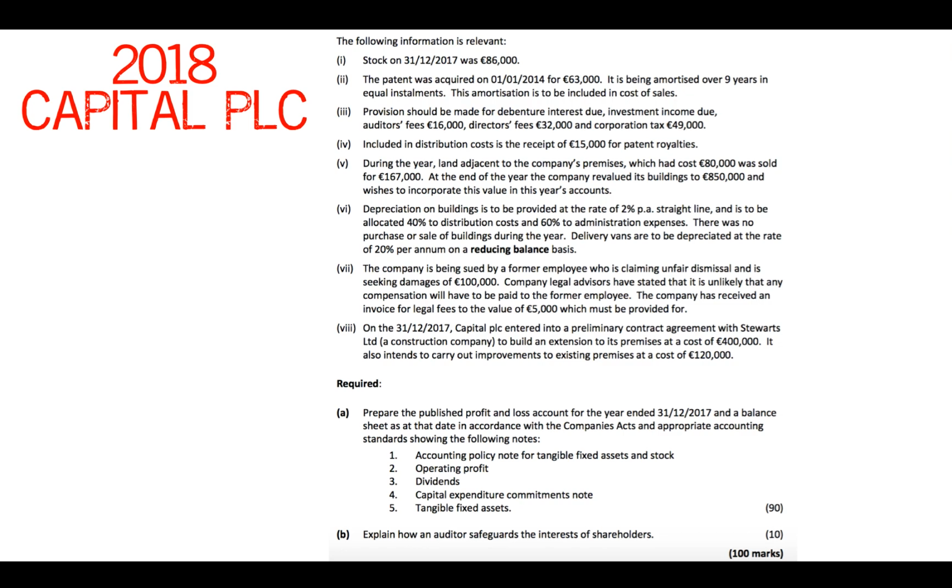The following information is relevant. Number 1, stock on the 31st of the 12th, 2017 was €86,000. Number 2, the patent was acquired on the 1st of the 1st, 2014 for €63,000. It is being amortised over 9 years in equal instalments. This amortisation is to be included in the cost of sales. Number 3, provision should be made for debenture interest due, investment income due, auditor's fees, director's fees and corporation tax.